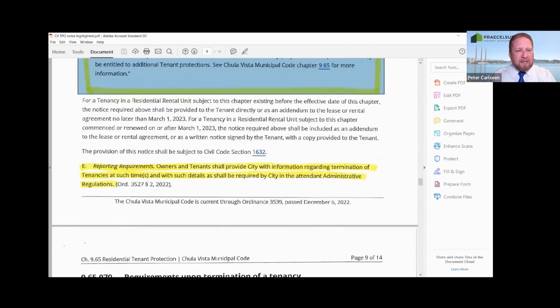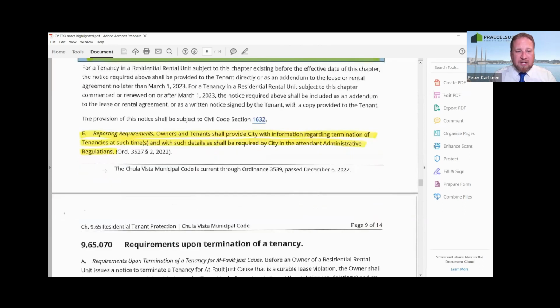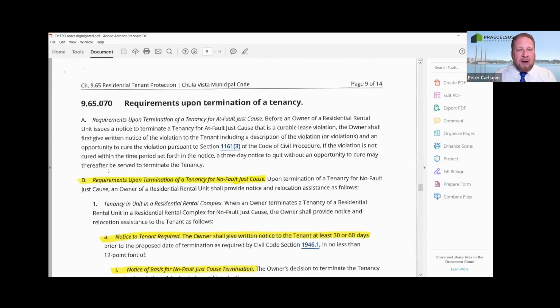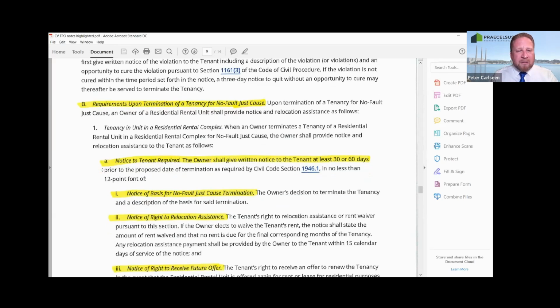Reporting requirements. So you're going to have to report to the tenants, and you're going to have to report to the city. And we're going to talk about that a little bit. So for a no fault just cause, it basically says you don't have to give any notices. However, if it's for a no fault, if it's for an at fault, go back. No fault termination. See, even I get these confused. So you have to notify the tenant why you're terminating the lease.